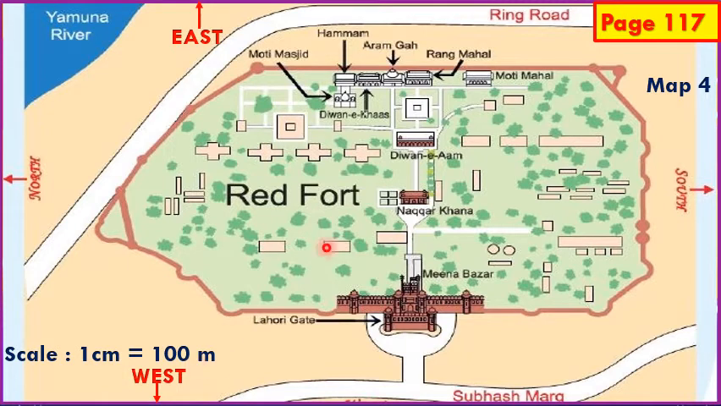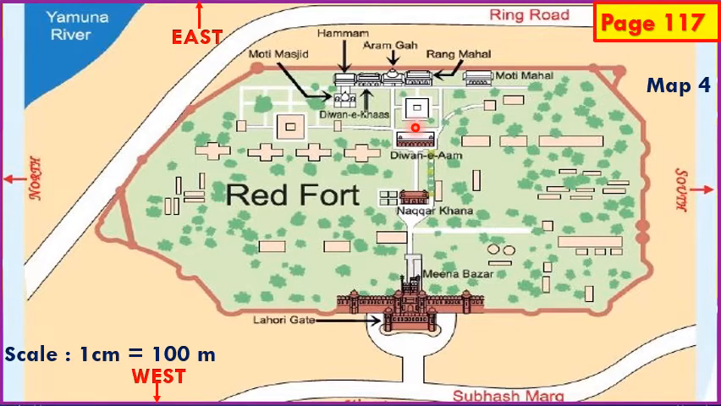So, suppose the distance between Rang Mahal and Diwan-e-Am in this map is 2 centimeters, means they both are 200 meters apart from each other in actual. Since 1 centimeter is 100 meters, so naturally 2 centimeters will be 200 meters. So the distance between Rang Mahal and Diwan-e-Am is 200 meters in actual.